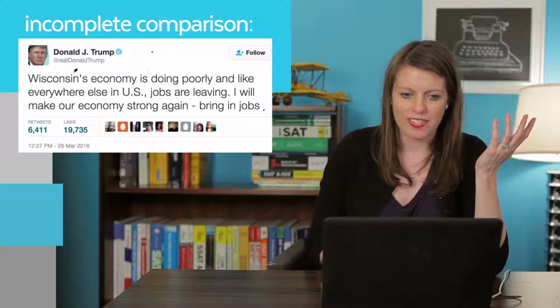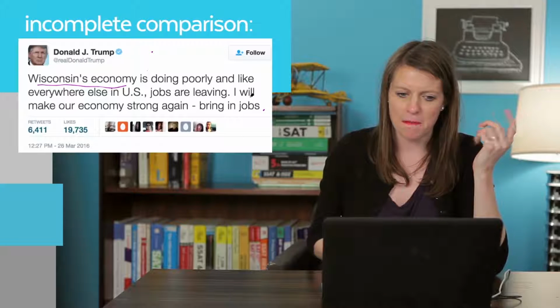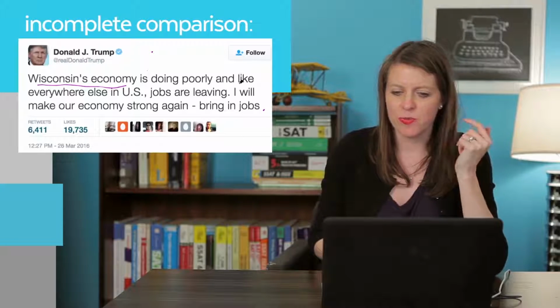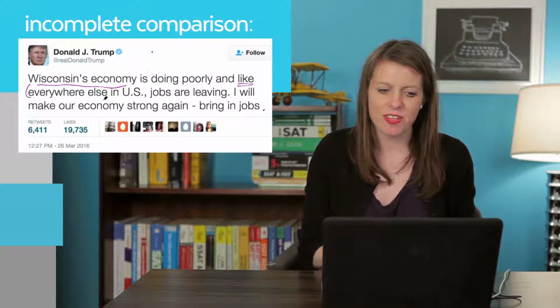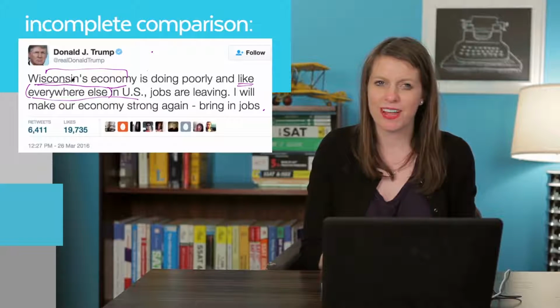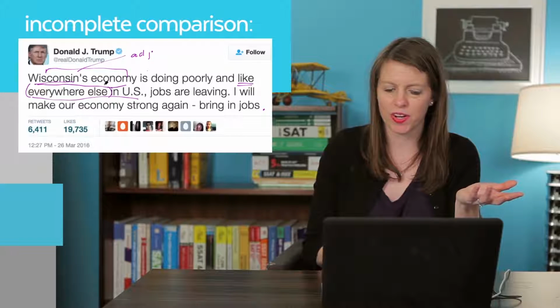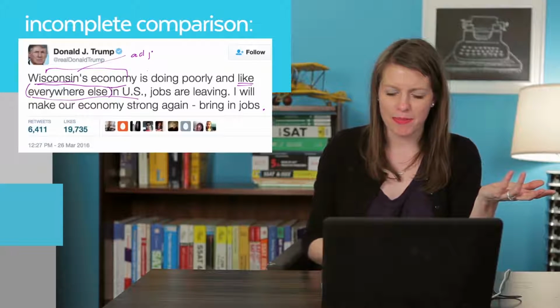So we see this Wisconsin's economy. This is the subject of the sentence, right? And then we have, and like everywhere else in US. So here's what's happening. When I have this word like, I have to compare two things. That means I need to have two things that are in the same form. Everywhere else in US is a place. Wisconsin's economy is not a place because Wisconsin's is acting as a possessive form. And the noun here at work is just the word economy. It's not Wisconsin. So that's a little bit of a problem.